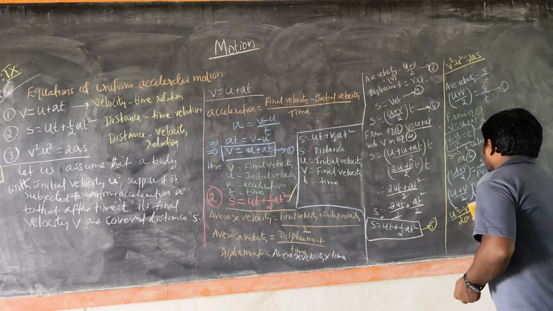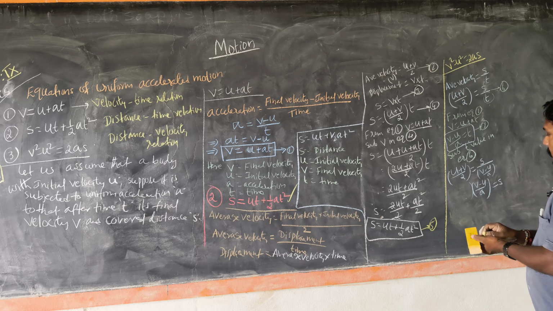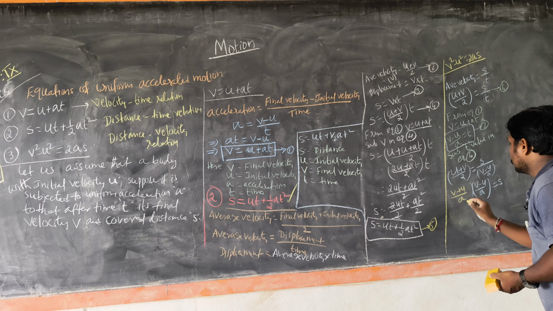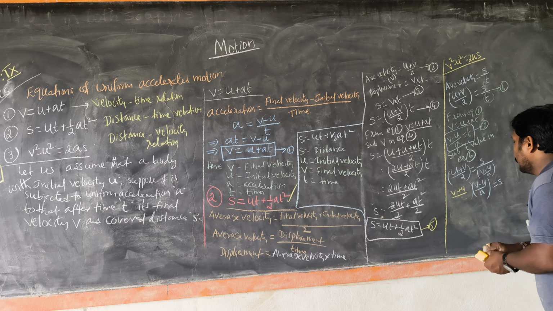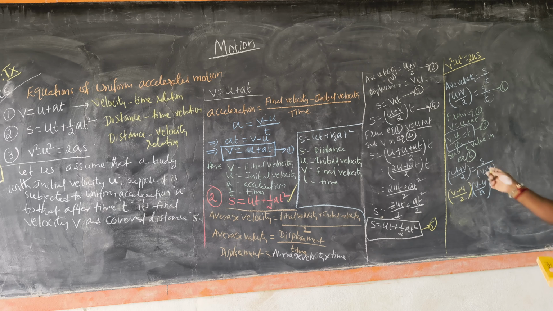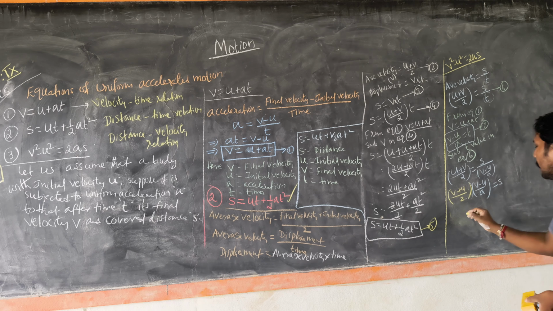For better understanding, this should be written as v plus u by 2. Sorry, v plus u by 2. It appears fine, no problem writing it. So a plus b into a minus b.